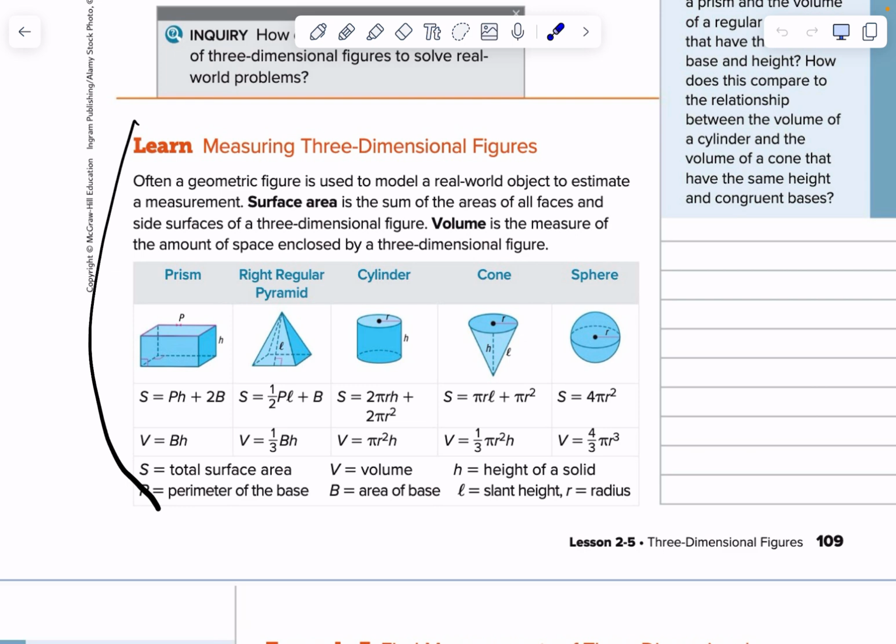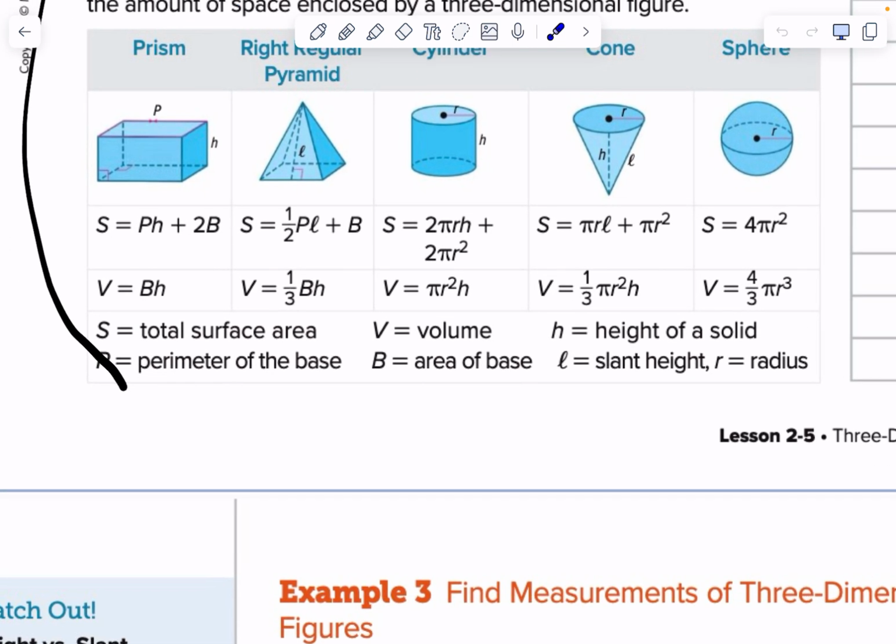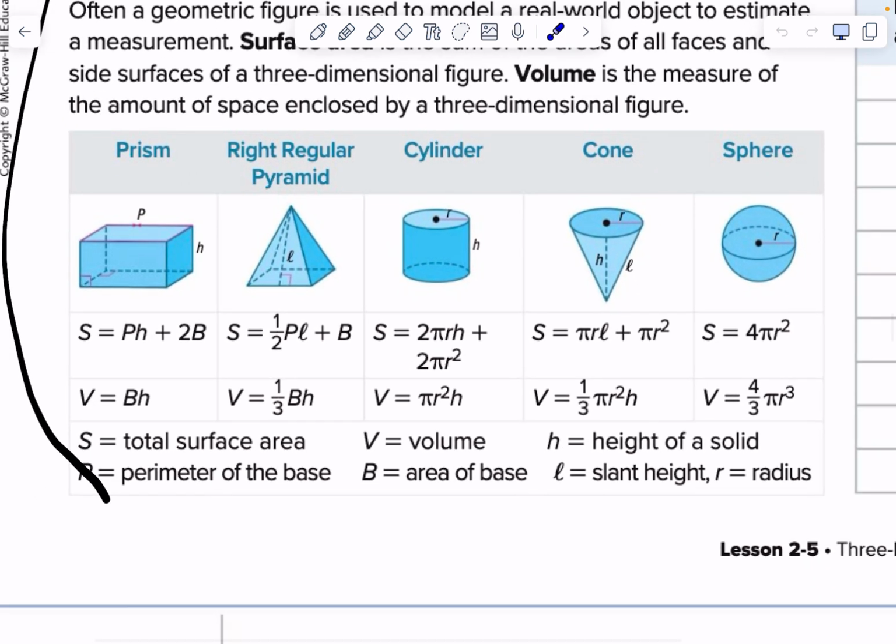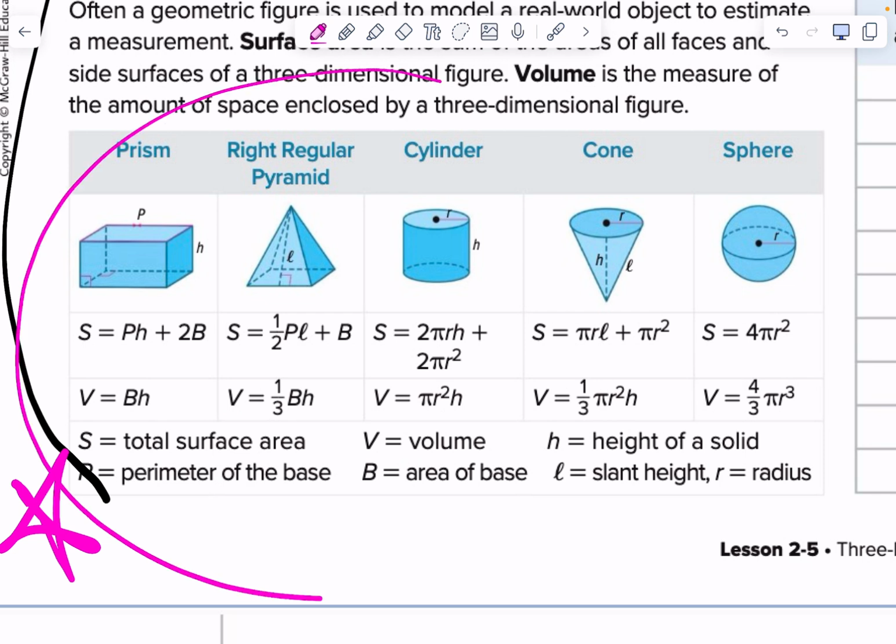Here is 2-5, part B. You are going to need to look at this little chart down here, okay? Maybe put a star or something by this chart so you can come back to it. This is where you will find all of the formulas that you need for surface area and for volume, okay? Here is my announcement. On the test for this chapter, which will be coming probably not next week, but the week after that, I will give these formulas to you.